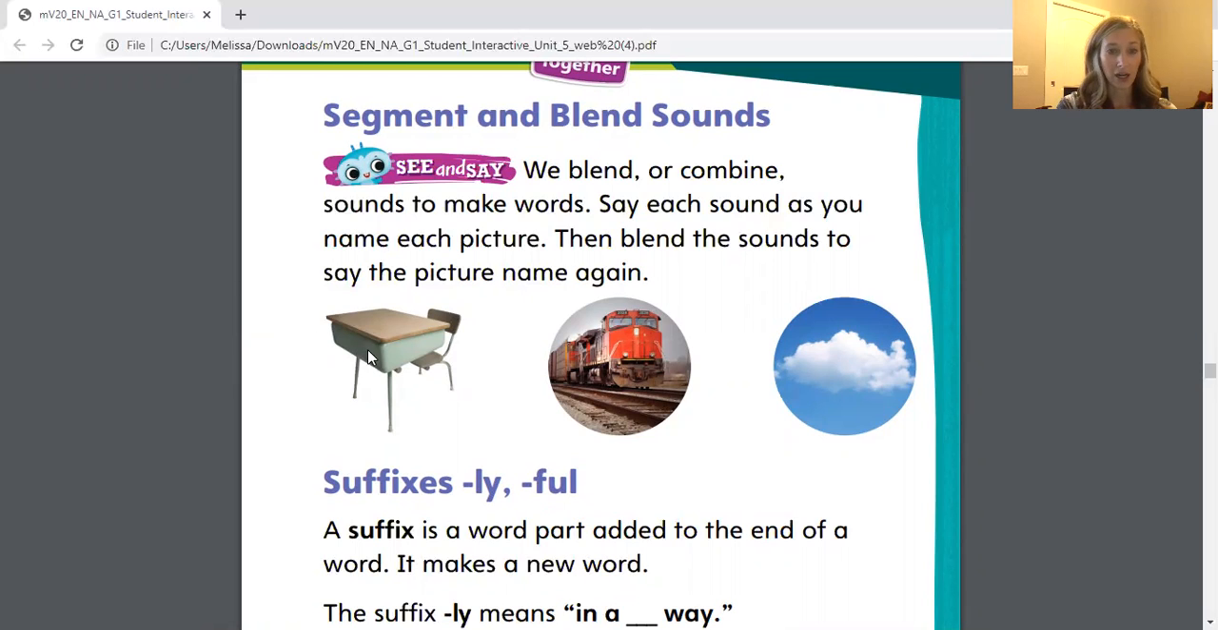Okay, so what do we see here? I see a desk. So if I wanted to segment and blend these sounds, I would go desk. Basically just sounding it out. What do you see in this picture? I see a train. And then in this last picture, I see a cloud. Go ahead and try that yourself at home too.